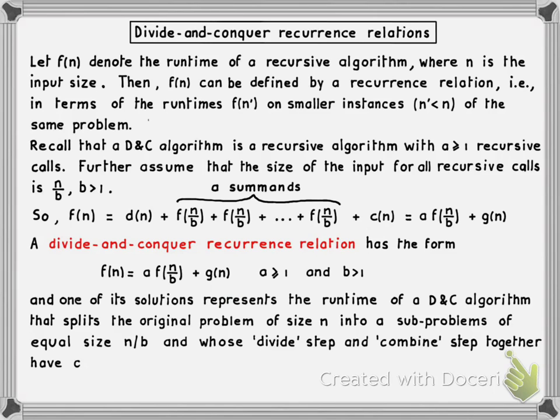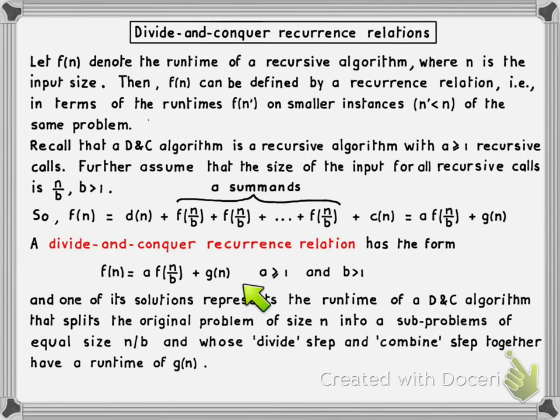So, to summarize, you start with a divide and conquer algorithm. Once you have this algorithm, you can determine the specific value of a and b and g of n for that algorithm. Then you can solve this recurrence relation as we're going to describe in a later segment. And that solution is going to be the runtime of the divide and conquer algorithm.